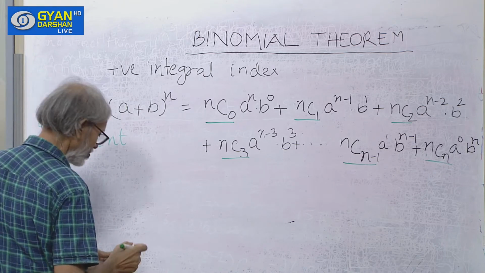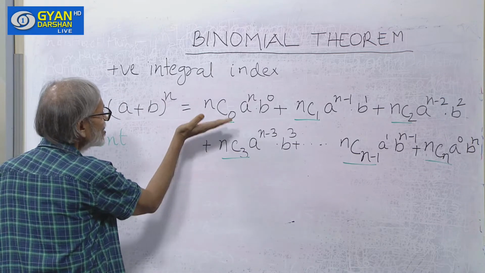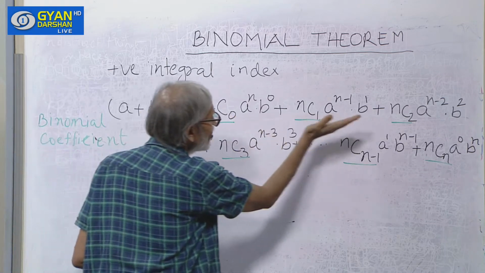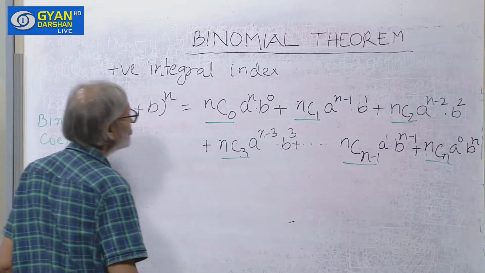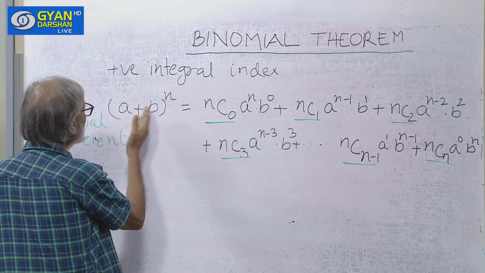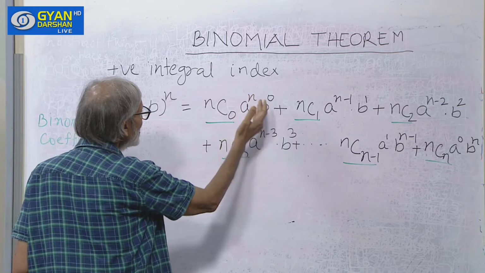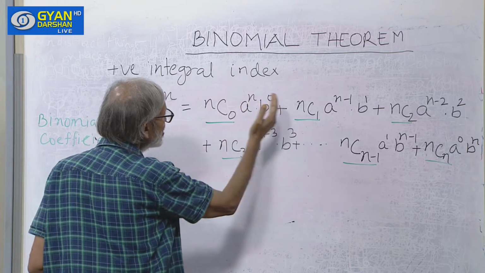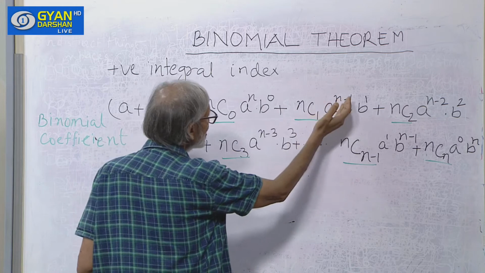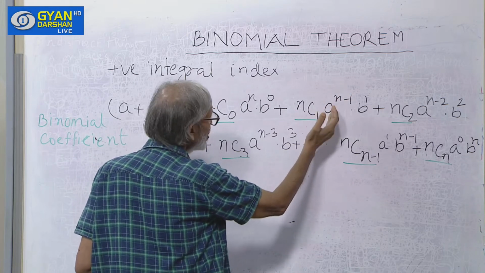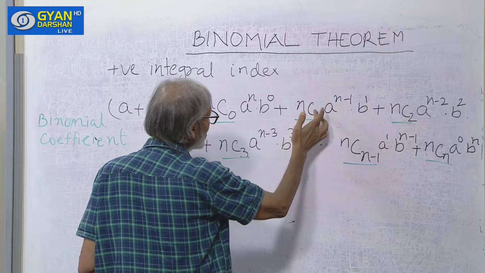Binomial coefficients. You can see the binomial coefficients are very systematic: nC0, nC1, nC2, nC3, till nCn. Now, the two terms are a and b. So, we start with a^n and b^0, and then successively we go on decreasing a^(n-1) by 1 and then increasing b by 1.